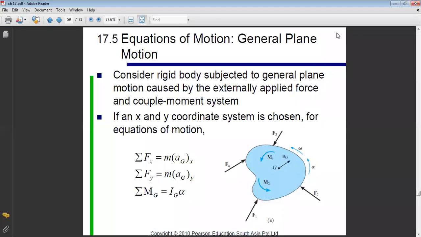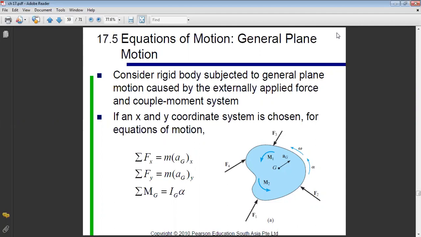In this session, we will start by seeing equations of motion in general plane motion. We have already covered equations of motion in case of translation and in case of pure rotation about a fixed axis. Now we will consider equations for general plane motion. When we say general plane motion, we mean that the motion is a combination of translation and rotation. In this case, we have at each instant a new instantaneous center of rotation.